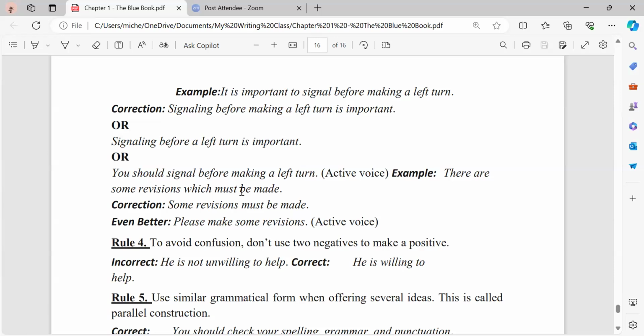You should signal before making a left turn. This is also an alternative, which is also correct. So we can use this active voice here: you should signal before making a left turn.